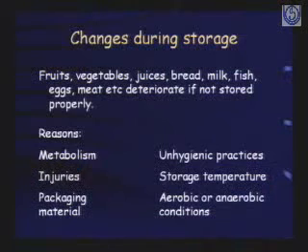Now after processing, coming to storage, what changes take place in foods during storage? Various changes take place. The reasons are metabolism. Metabolism is still there in fruit even after harvest. Then injuries may be there during harvest, packaging material, unhygienic practices of handling like dirty hands, etc. And storage temperature, very high temperature, or aerobic and anaerobic conditions. Aerobic conditions means where oxygen is there, and anaerobic when oxygen is not there in the atmosphere. In both the cases, microorganisms may grow.